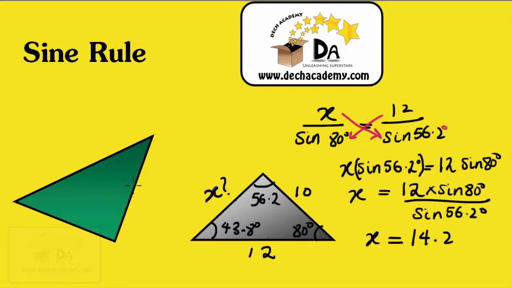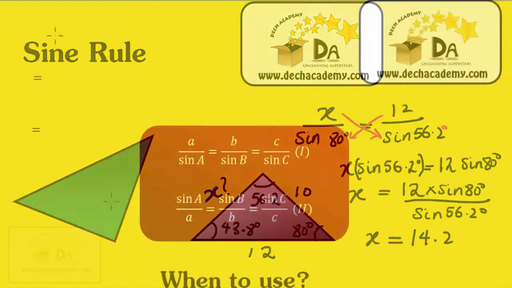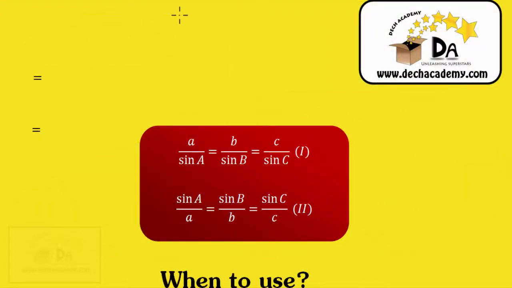And essentially, we've just shown two ways of applying the sine rule. And if you understand this, then you pretty much understand the sine rule. All you need is just more practice with examples. So here's just a summary of the sine rule. Say I have a triangle.